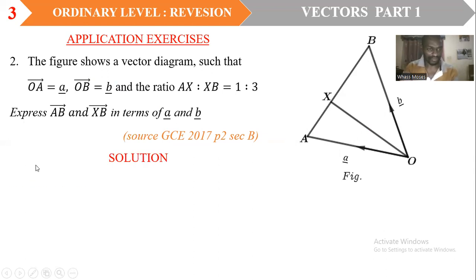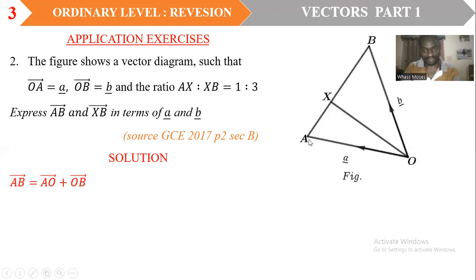As a solution, the first part says that we should express AB in terms of small a and small b. Now, we know that to obtain AB, we move on the diagram. To move from A to B, since there is no direct access here, we need to move backwards. We move from A to O, and then from O to B. We use the directions to which the vectors are known.